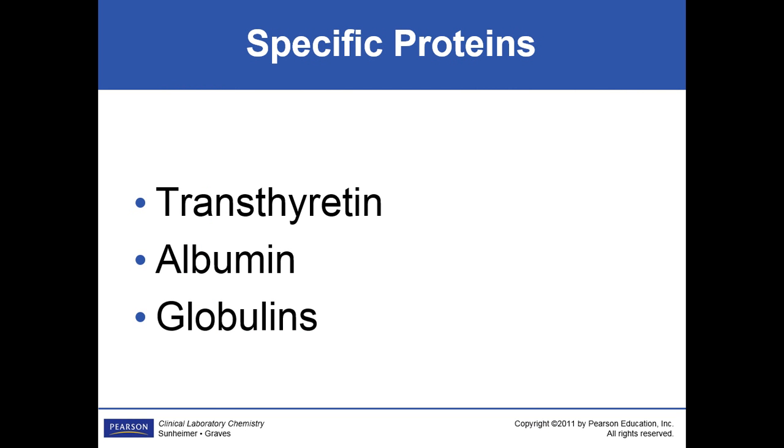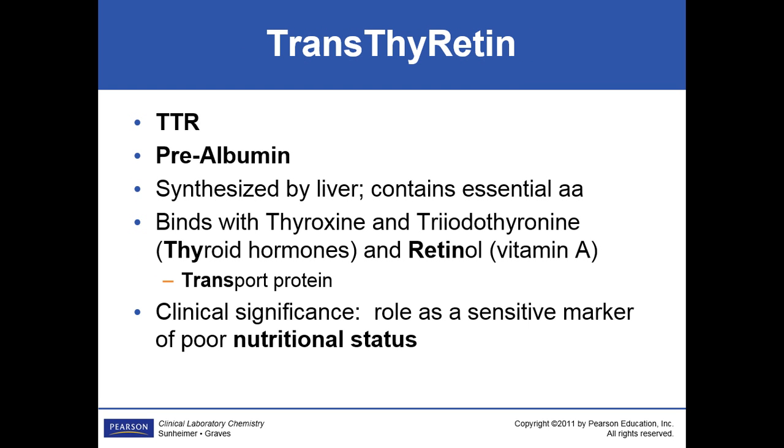Okay, based on the electrophoresis, we're going to break them up into those 5 main fractions. We're going to talk about transthyretin, that is your prealbumin, and I've got a slide on it. Albumin, that was the great big one. And then all the rest are your globulins. So we're going to break it up into 3 parts, the specific proteins. The first 2 are pretty easy.